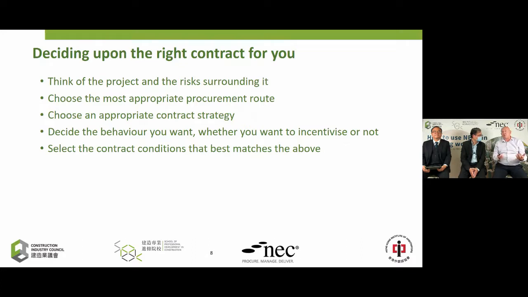And the right reasons are, first of all, to think of the project itself and the risks that surround it. Understand what it is you're actually trying to achieve with the project and what the threats are, if you like, that may jeopardize the successful outcome. Then go on to choose the most appropriate procurement route, which could be design and build, client design, PFI, PPP, that sort of thing. Pick the procurement route you think is best placed to deliver the project. Then look at the contract strategy. You may want ECI, you may want two-stage tendering, you might want single-stage, negotiated, or competitive bidding. So we incrementally decide what to do at the next step.